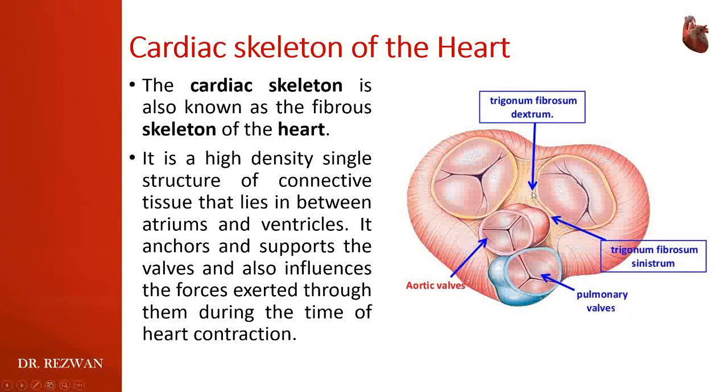Now we can see that some particular parts of this fibrous skeleton, as we can see over here, are also named. Just like in between the tricuspid and the bicuspid valve, the area is called the trigonum fibrosum dextrum. Also in between the bicuspid valve and the aortic valve, this narrow strip of this fibrous skeleton is known as trigonum fibrosum sinistrum. So these are the parts of the fibrous skeleton.